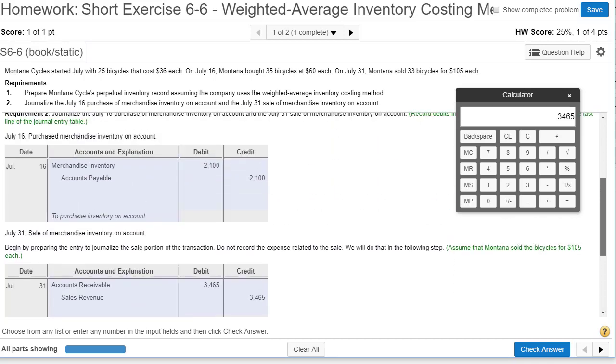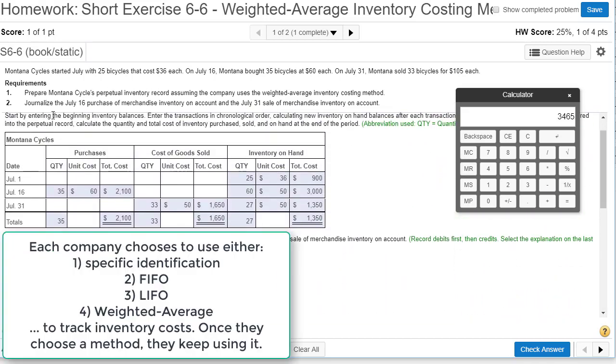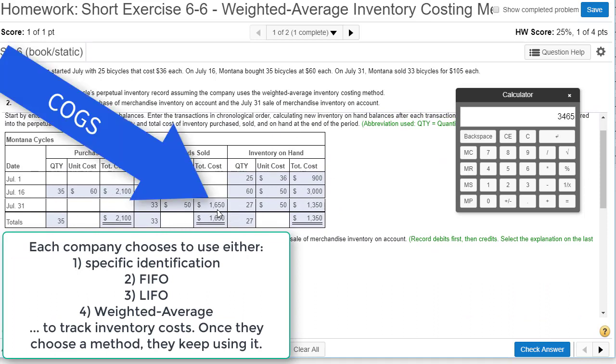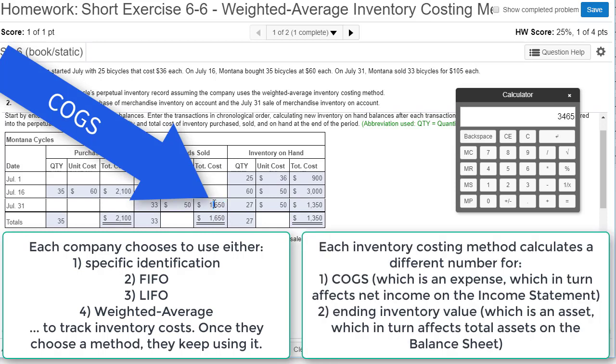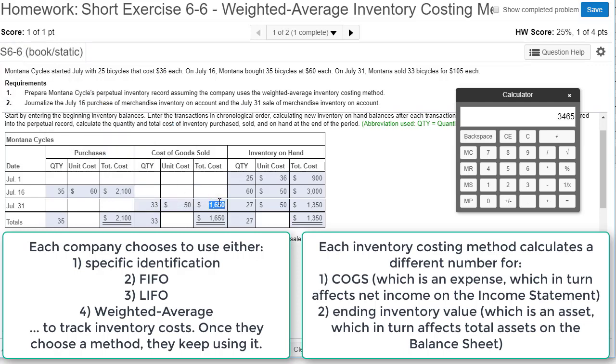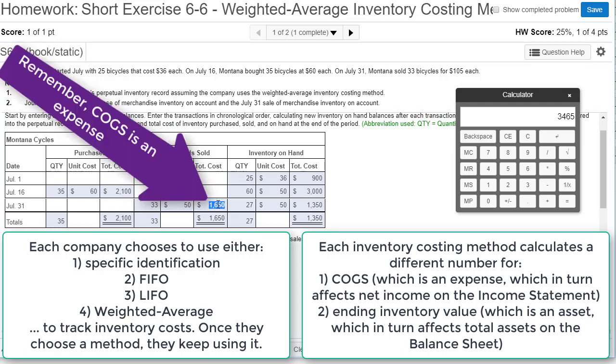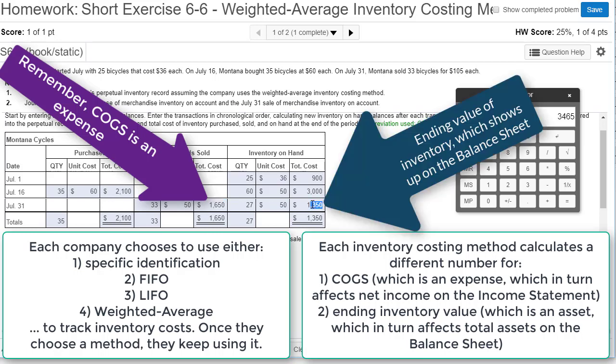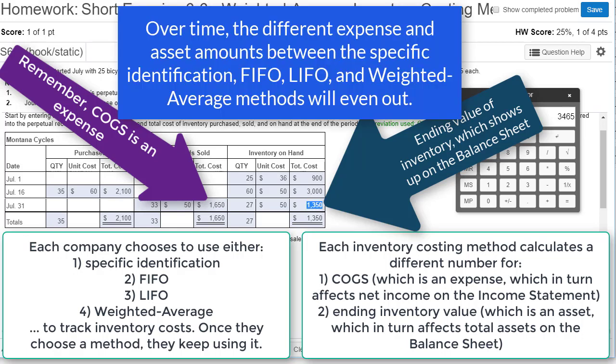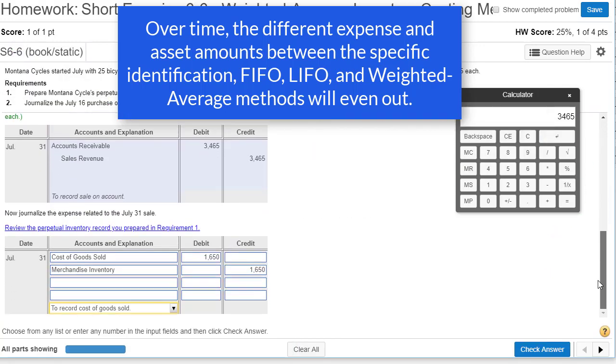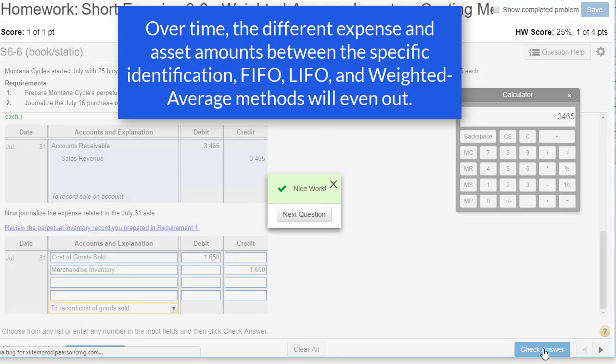So each company gets to choose which inventory costing method they're going to use to keep track of their inventory. And if you notice, the cost of goods sold will vary depending on the method that they use. The different inventory methods will affect expenses, which will then affect net income. Also, it affects the ending value of inventory. So it affects the balance sheet. But in the long run, all these differences will even out over time. And that's it.